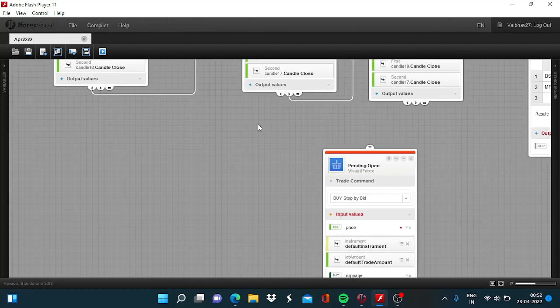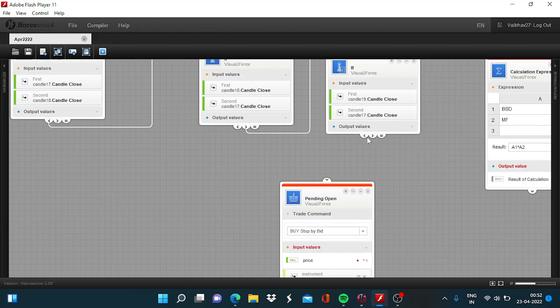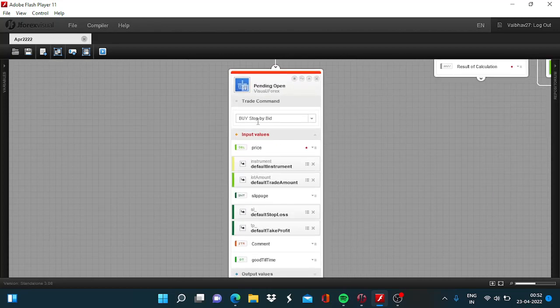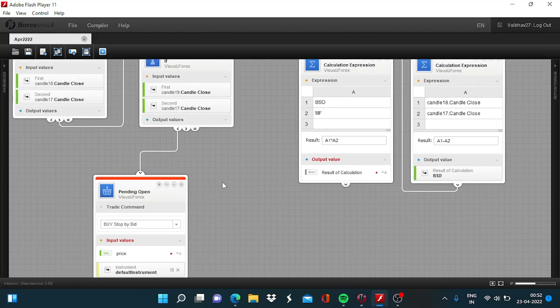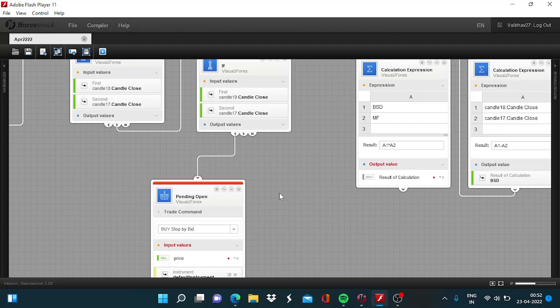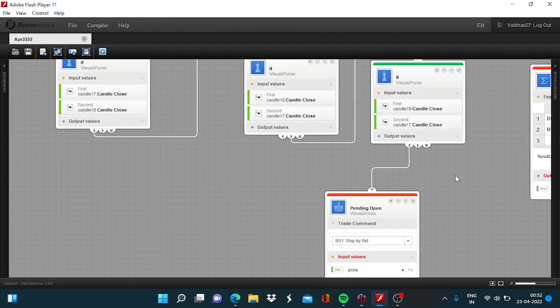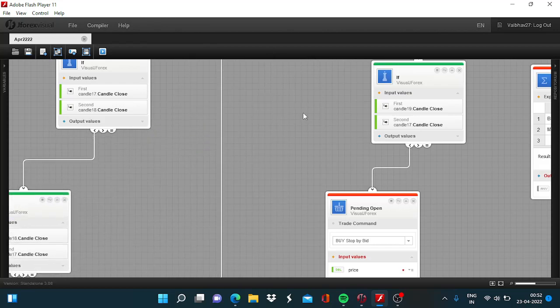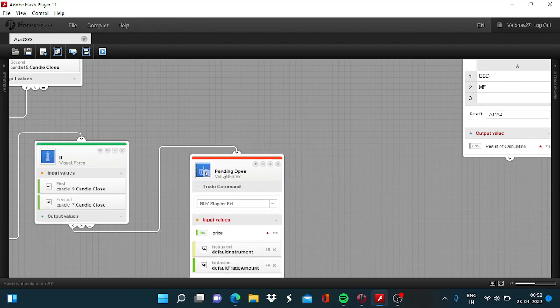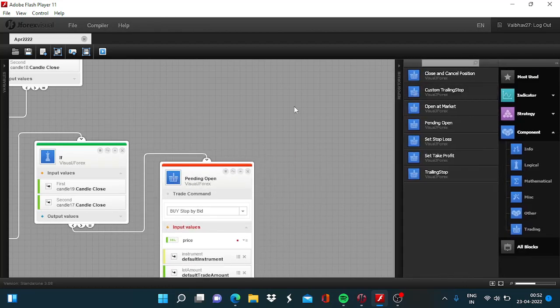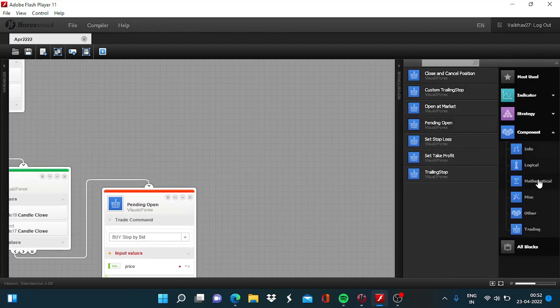So for that, we need to join it on the lower side. First input less than second input. Buy stop by bid. The price now will need to be determined. We have taken into account this difference. Okay, and we will add this difference to the last tick point, and that will be our entry point. So I need a mathematical component.